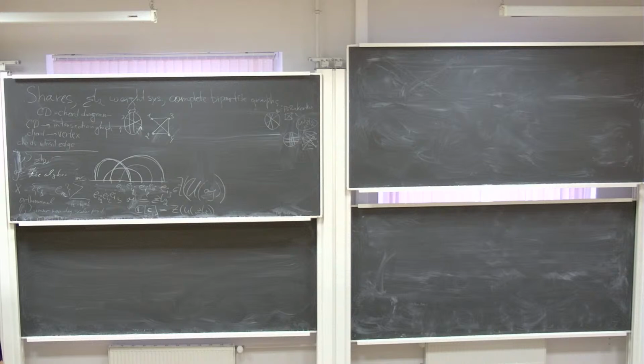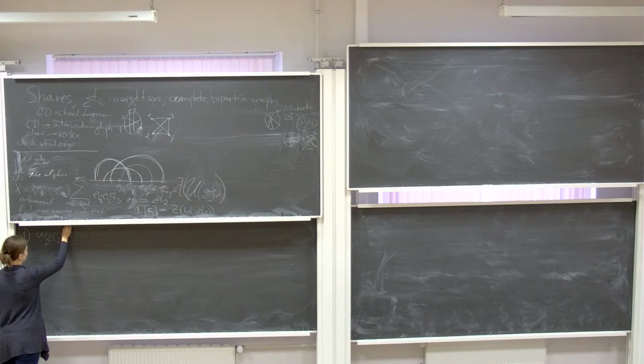Now I will speak about some formulas that let us find values of this weight system in some cases. First, this weight system is multiplicative up to four-term relation. No, it's multiplicative. And multiplication is well defined up to four-term relation, but the weight system is multiplicative.